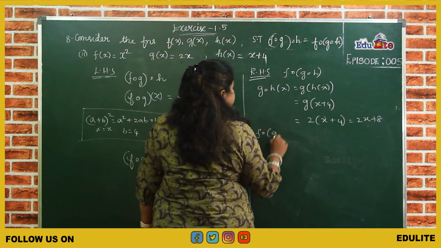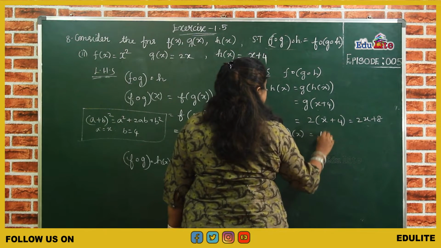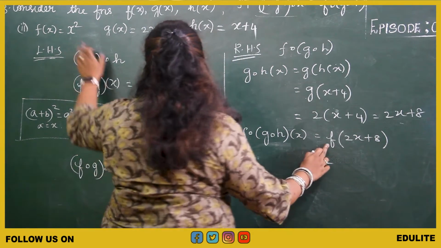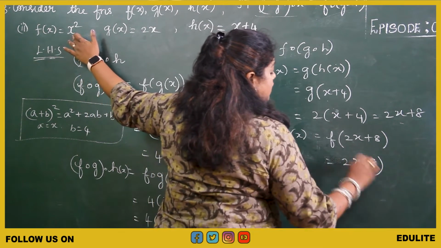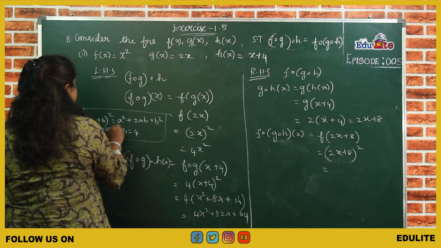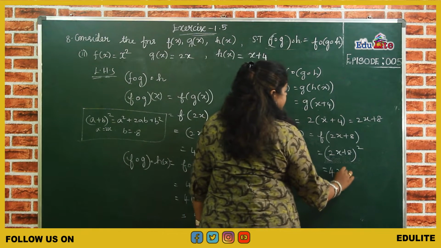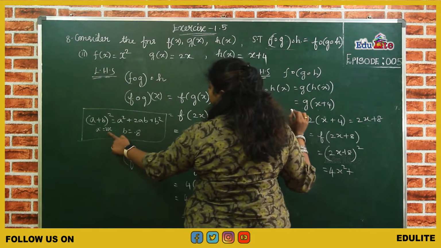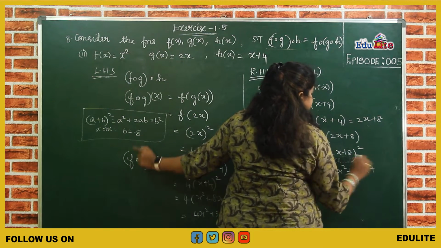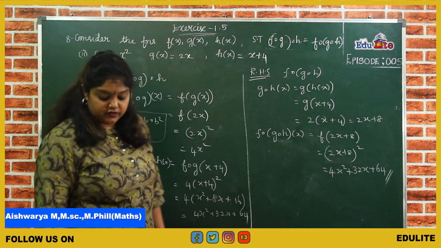Next is f composite g composite h. So f of 2x plus 8, f function which is x square, (2x plus 8) whole square. So expanding this in the (a plus b) whole square formula, now the value of a is 2x and the value of b is 8. Therefore this will become 4x squared plus 2 into a into b. 2 2s are 4, 8 4s are 32. 32x plus 8 square, it is 64. Therefore LHS is equal to RHS, hence proved.